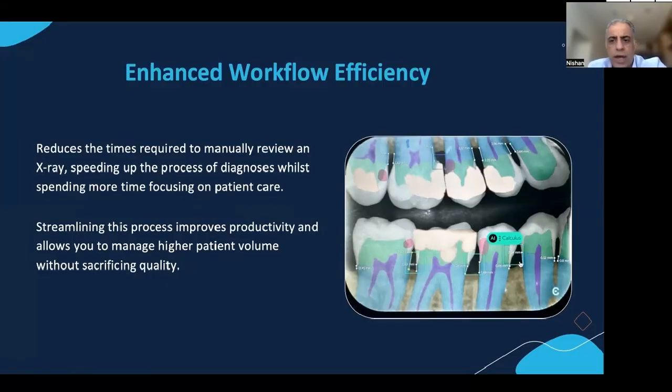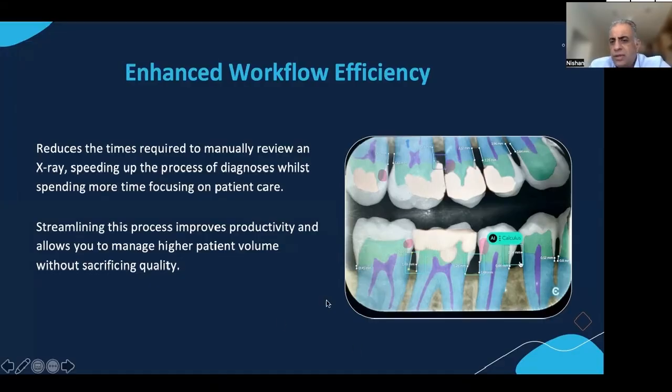Obviously, I will look at X-rays and scan them first, and then use the Pearl software, and it will highlight areas where I need to go to straight away. And that allows me to spend more time talking about these lesions with the patient, rather than waiting in the chair while we scan through things. So patient care is the focus of our attention.